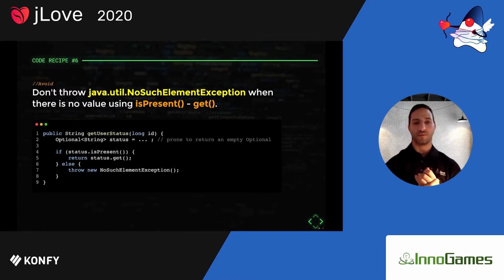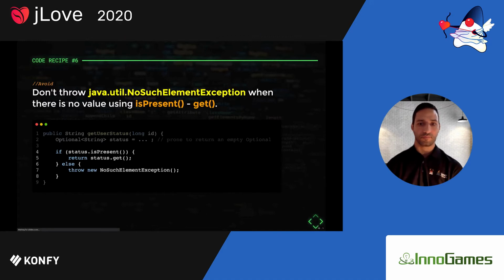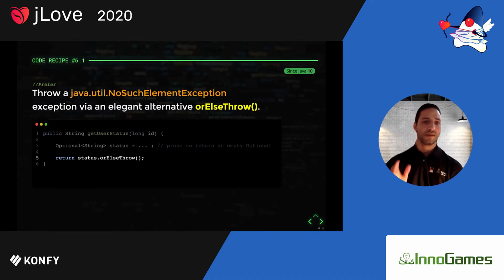So yes, we don't always have to return a value. Sometimes we need to throw. So don't do this, as I told you: using isPresent and get to get the status or throw an exception. We have an easier way. Just use orElseThrow. If the status exists, it will be returned normally, and if it's not, it will throw an exception of the kind NoSuchElementException.